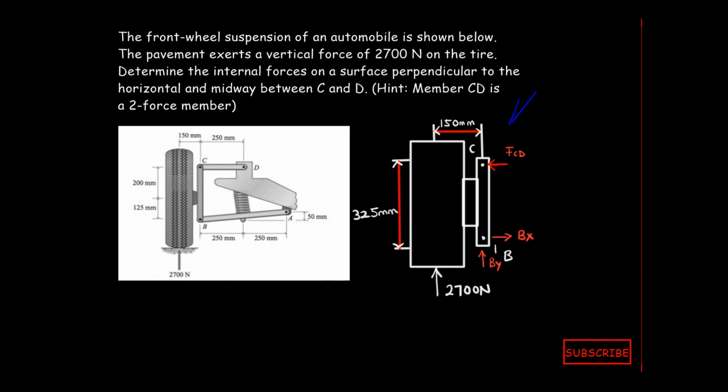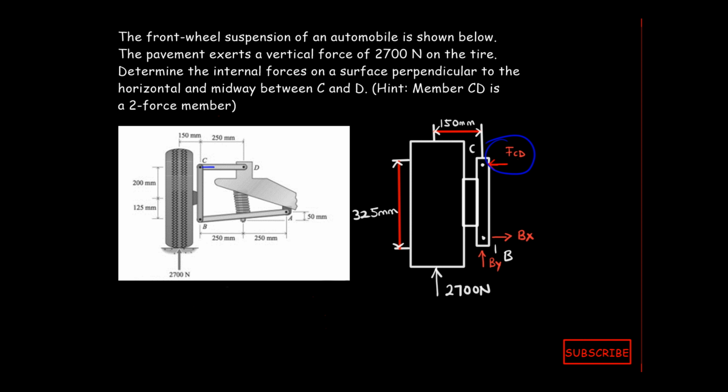So I have my free body diagram for the system here. I'm going to explain the free body diagram. The 325 millimeters here was gotten by summing up the 200 millimeters and the 125 millimeters. Then over here too, I have the 150 millimeters, which is from the center of the tire to point C. And also I have FCD here, which is the force that will be acting at point C.